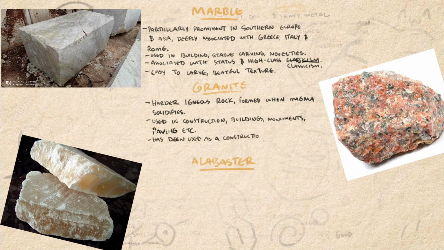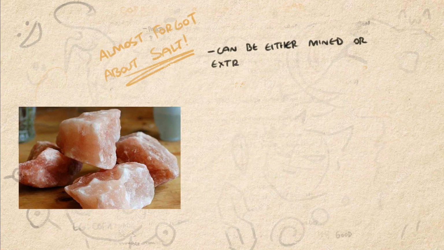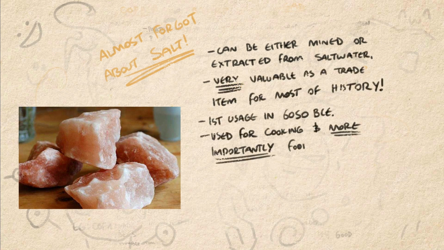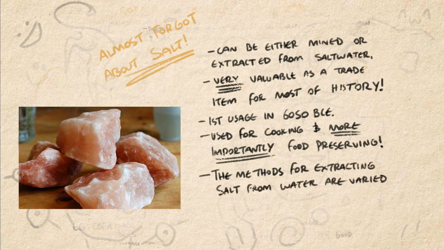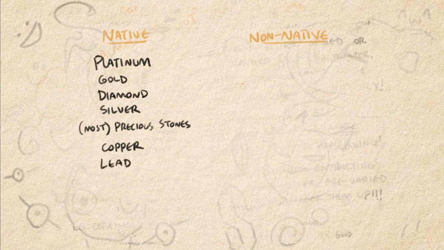Last is granite. It's a much harder rock that forms when magma solidifies. It's used for construction, building, and monuments, and despite being pretty dangerous to mine even today, there's evidence that it's been in use since ancient Egypt. And that's about it, other than the more obscure minerals and ones that only have modern construction uses like sand and gravel. I tried to stick with mostly native elements, since they're the most prominent ones in history.